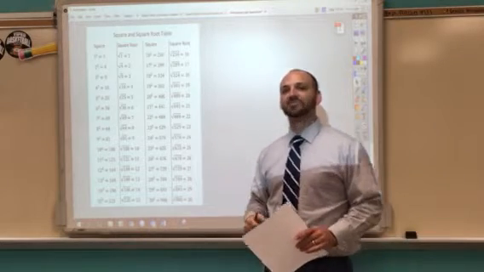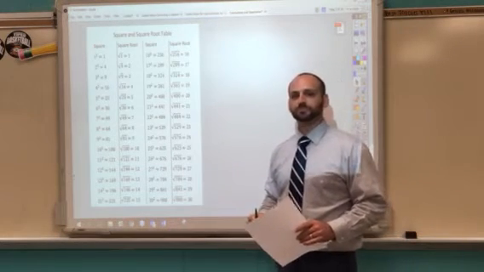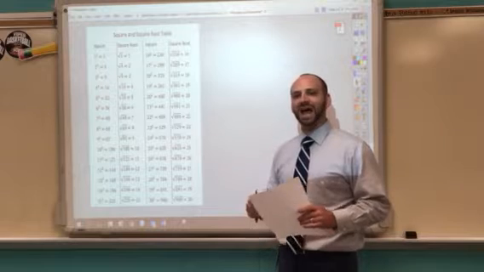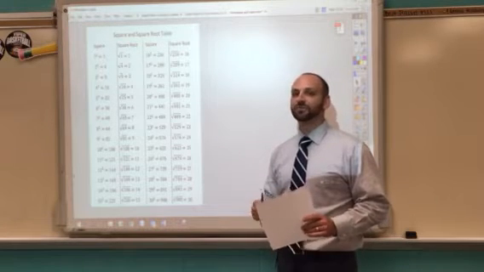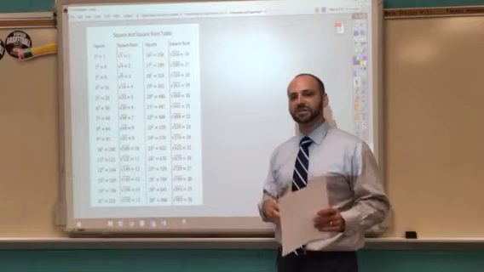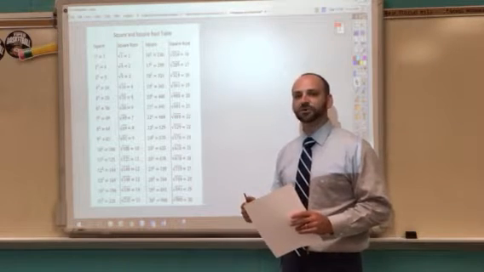However, when we have a non-perfect square, it's a little more difficult to be accurate. In fact, we've got to approximate to either the tenths or the hundredths place. So let me give you a few examples.